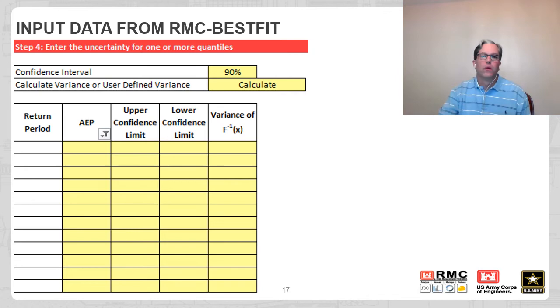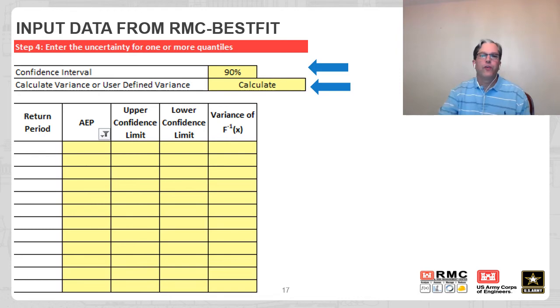Next, in step 4, we need to enter the confidence interval that we want to use for the effective record length analysis. This will typically be the default 90% credible interval from our RMC best fit analysis. Next, we can select whether we want the software to estimate the quantile variance for us, or if we want to input our own quantile variance estimates.